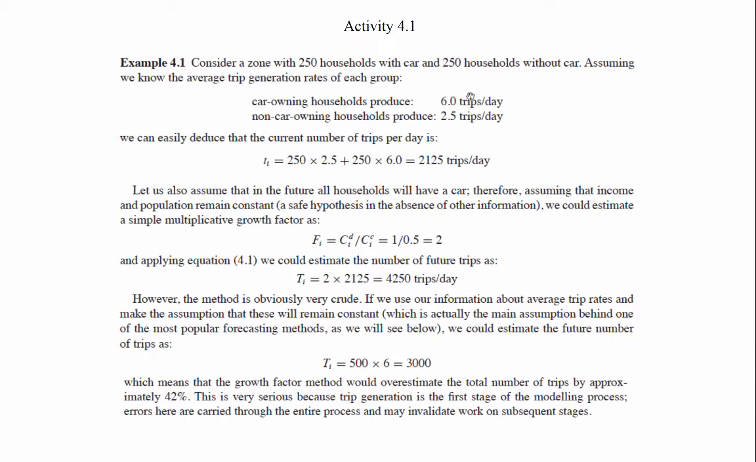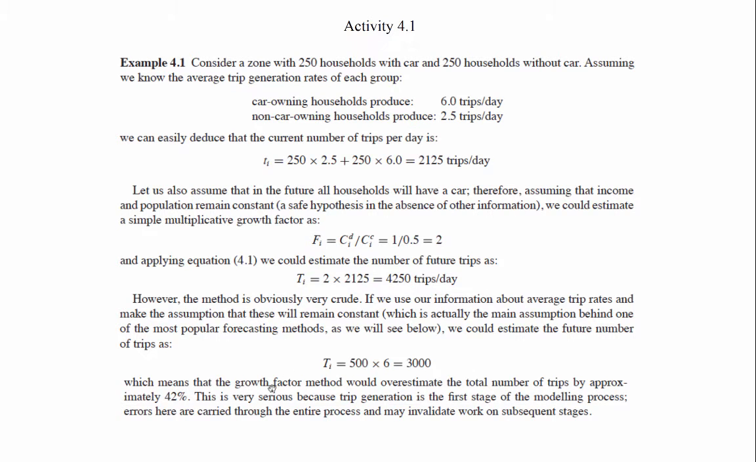So let's have a look at the number of trips. We had a total of 500 households, and we assume that in future all of them will have a car. And we know that a household with a car will generate 6 trips per day. So we have 500 households with a car in future, multiplied by the constant trip rate of 6 trips per day, we will get 3,000 trips per day in future for that zone, while previously we estimated 4,250 trips per day.